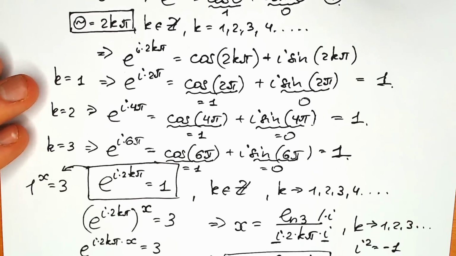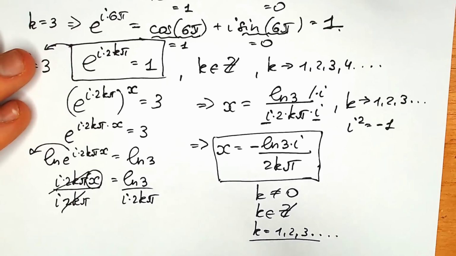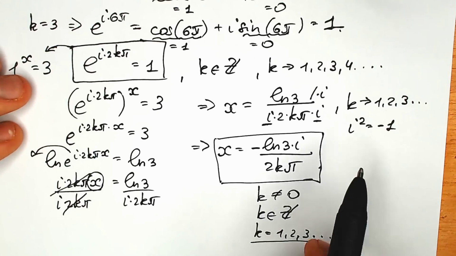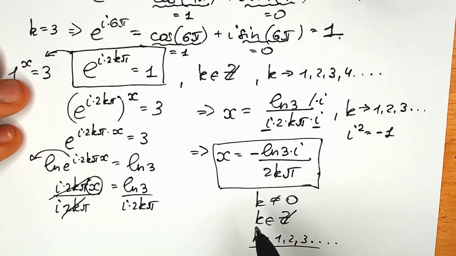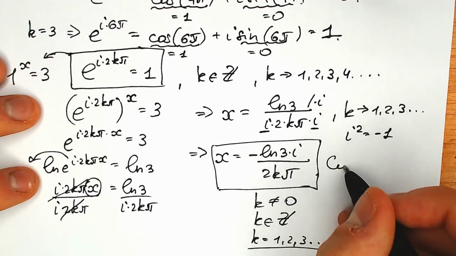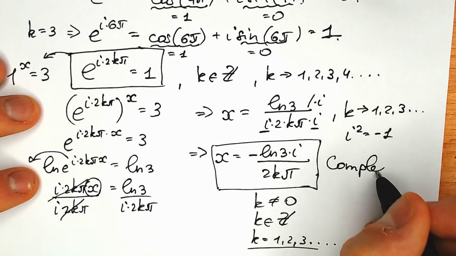But for example, as a special case, this is a great solution with these restrictions right here. We have k is not equal to 0, k is an integer, and of course we have our answer. This is our complex answer, a complex root right here, and one and only one root.